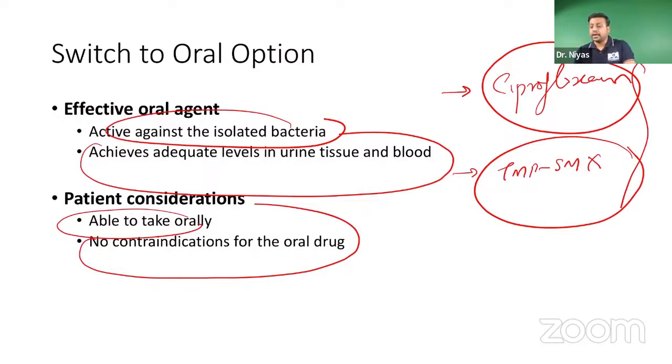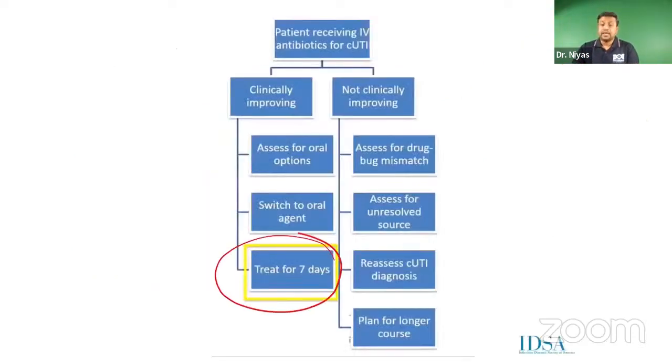You give this drug and complete 7 days of total antibiotic therapy. So the total duration of antibiotic therapy in patients with pyelonephritis who are clinically improving is 7 days. It's not 10 days. It's not 14 days. It's 7 days, and you can shift to oral if an appropriate oral agent is available.